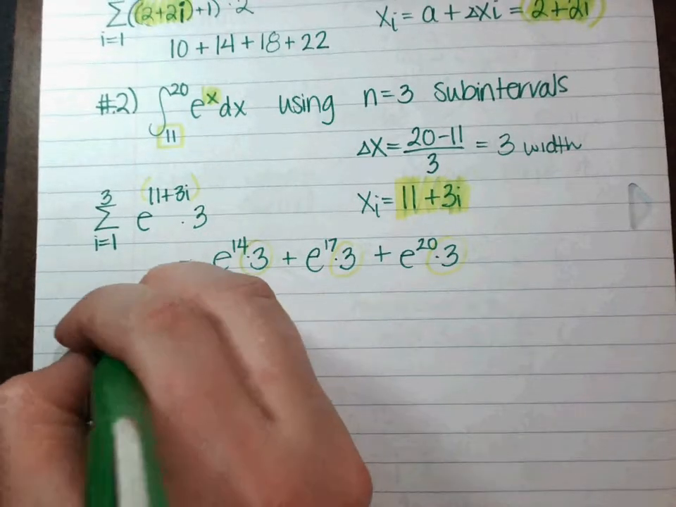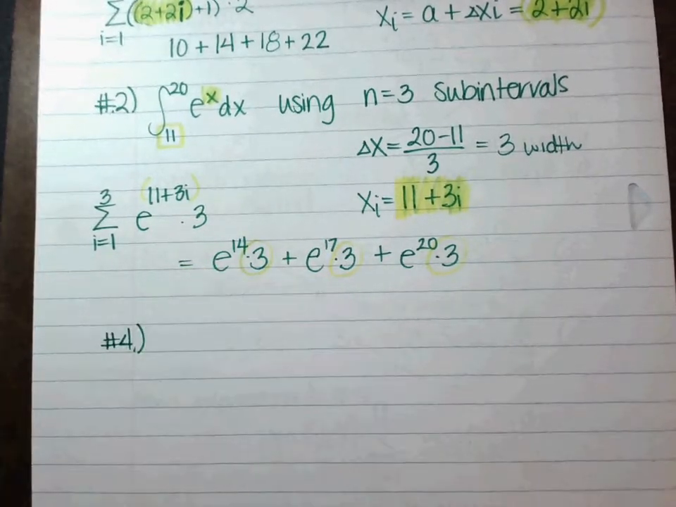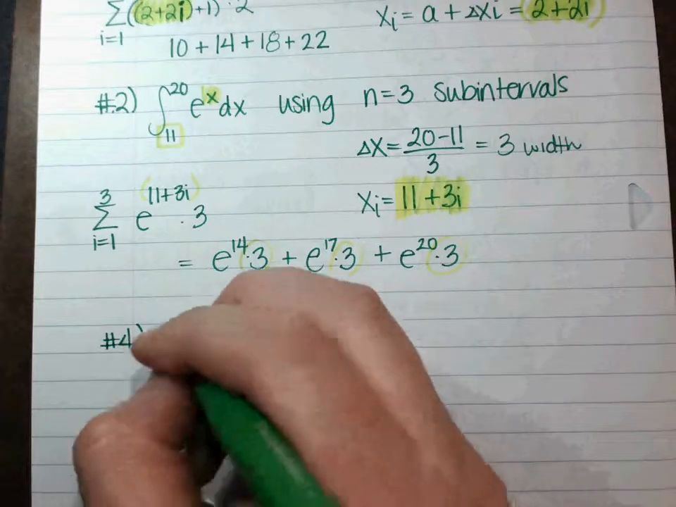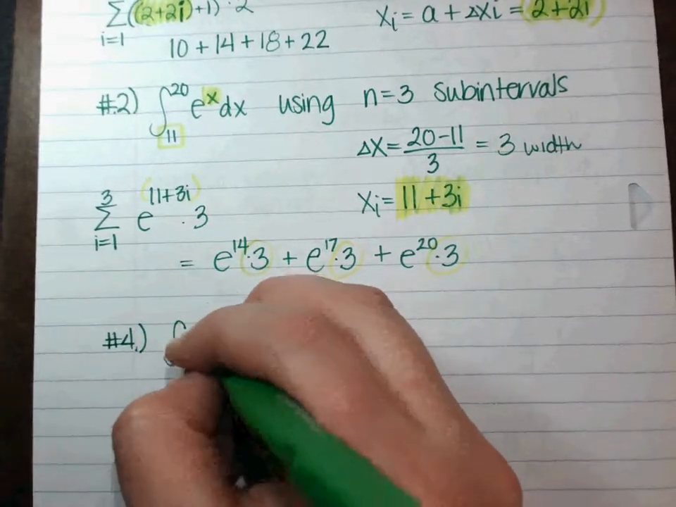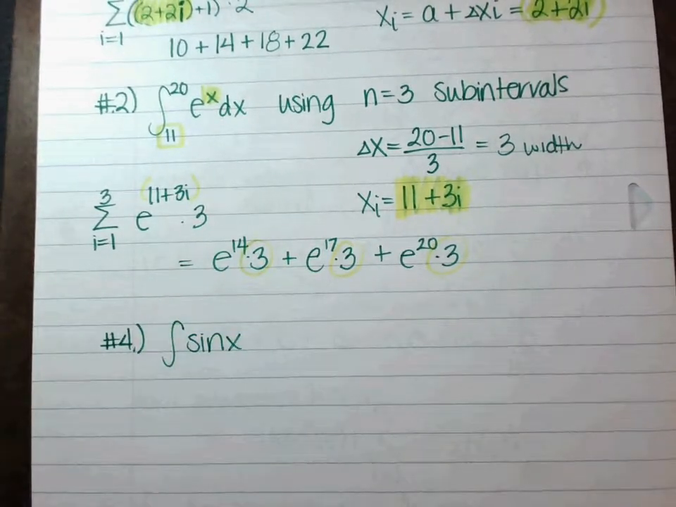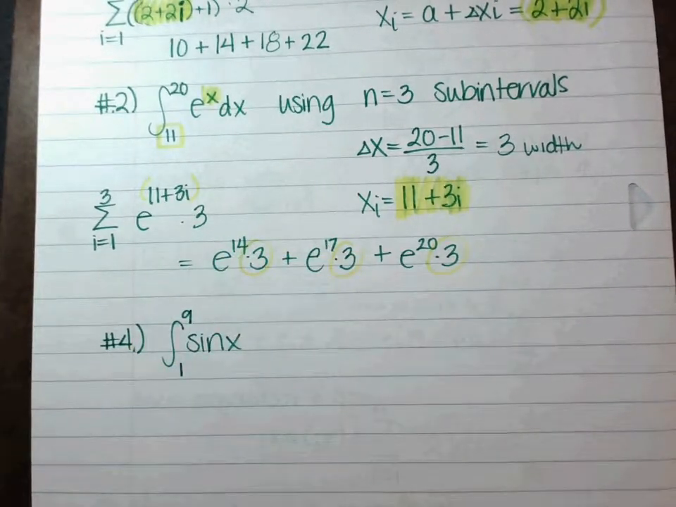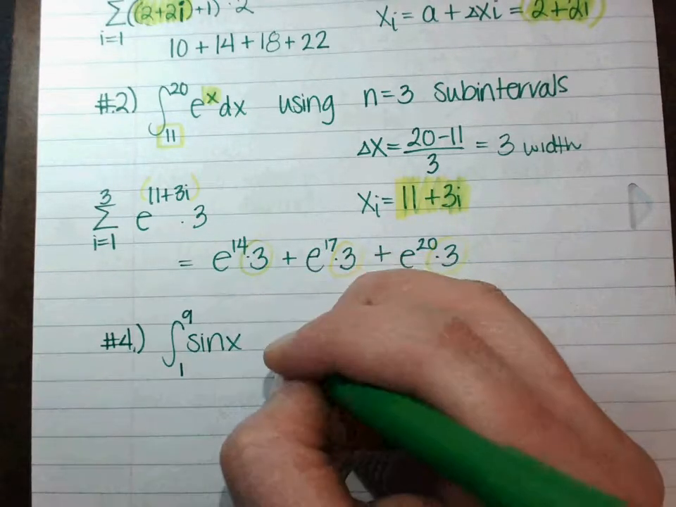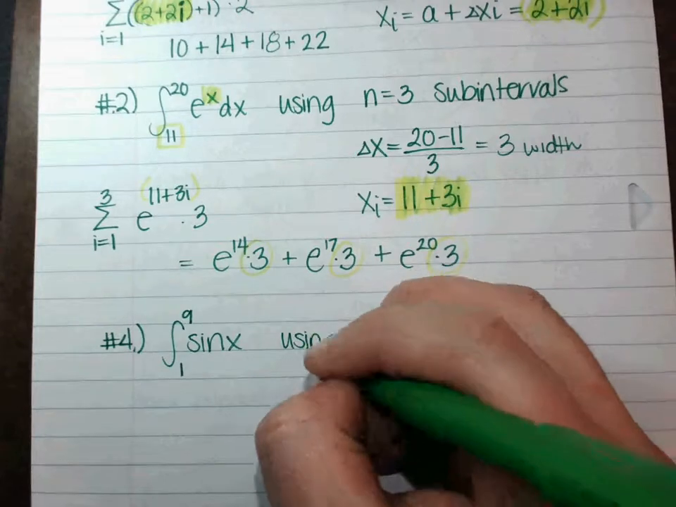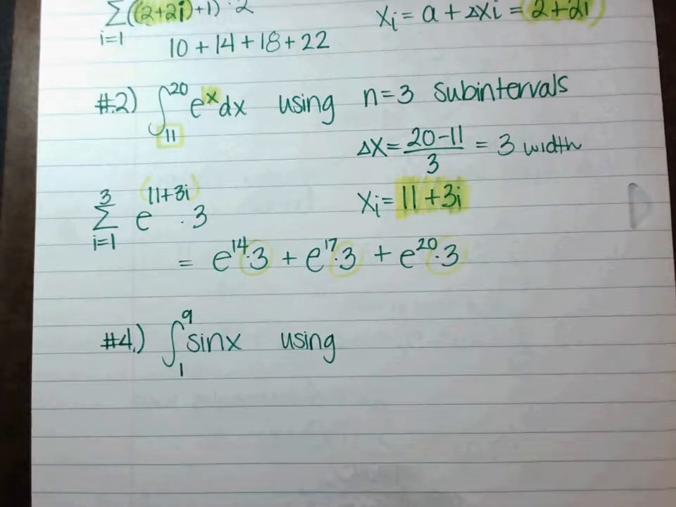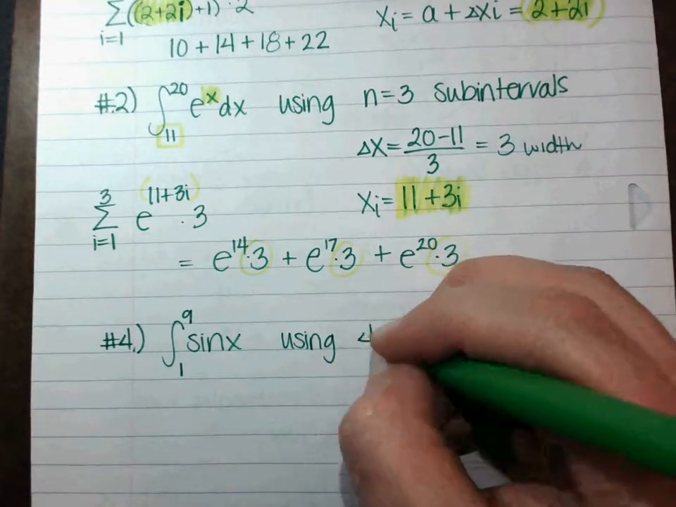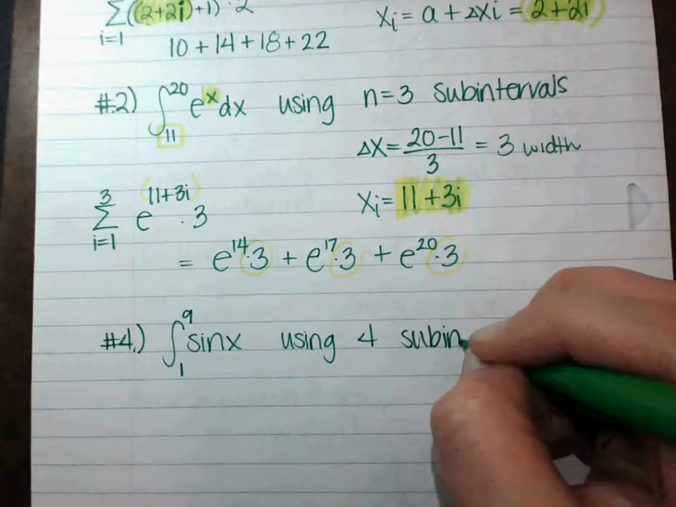Okay, we're going to do one more like this. We're going to integrate sine x, and we're going to go from 1 to 9. I did have 4 examples, but they are kind of annoying, so we're not doing all 4. Let's do 4 subintervals.